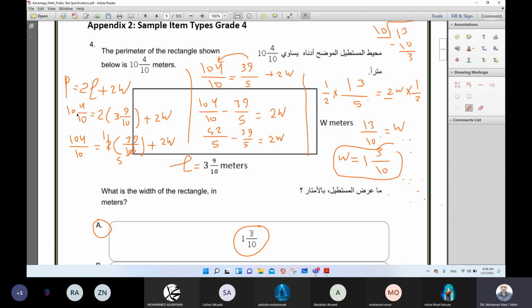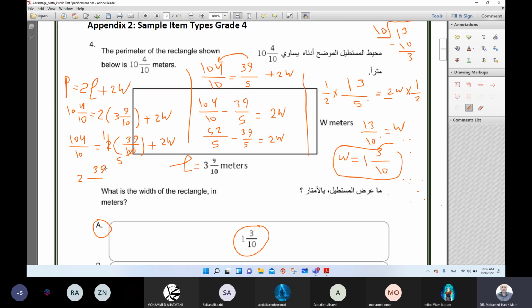a change from mixed number to the fraction. 10 times 10 will be 100. 100 plus 4 will be 104 over the same denominator, over 10. Equal, we have here 2. And here a change from the mixed number to the fraction. 3 times 10, 30 plus 9, 39 over 10. Here, if you want, you can multiply 2 times 39, or you can do simplest form. We have 2 up and 10 down. So you can multiply or do simplest form, right?